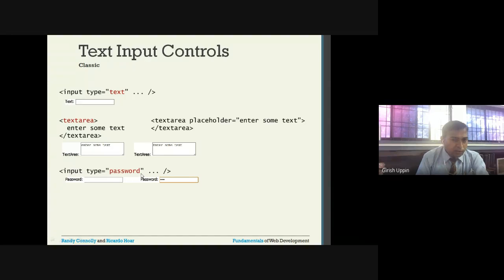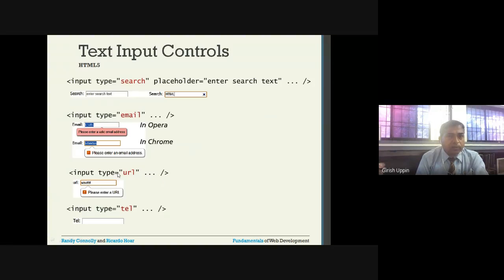And password, this is the example we already saw. When we enter the password, it will be shown as dots. When we are using the search, it will look like this. When we enter something, it will also give a sign if you want to remove it. And this is for the email.